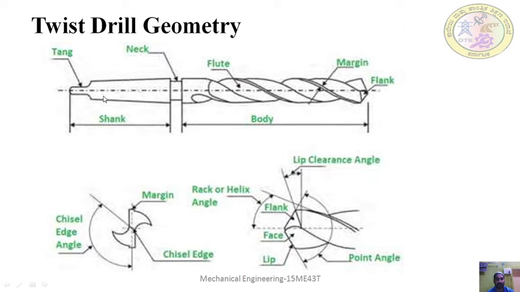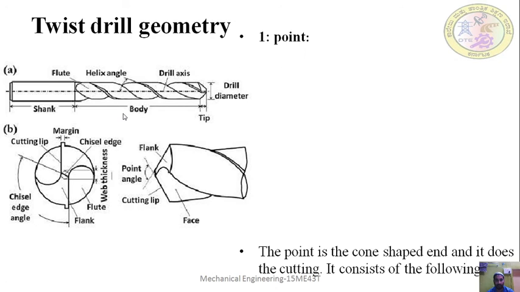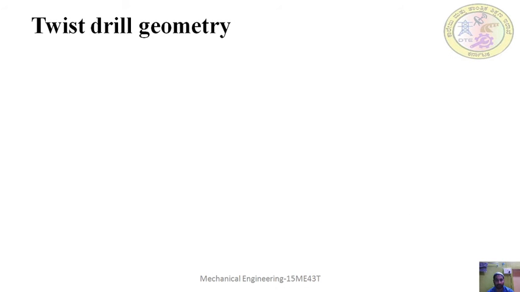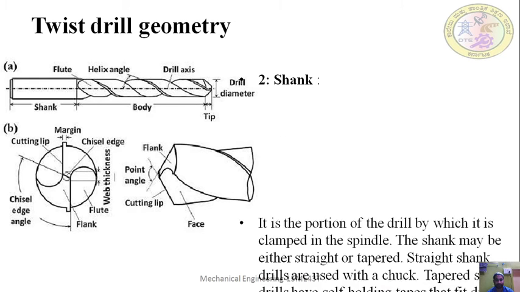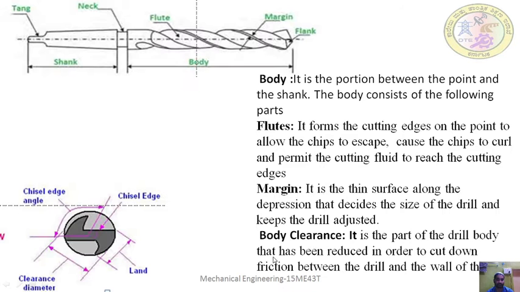If you are using a tapered shank, there is an extra portion that is known as a tang. You can see the tang here. It will come into the picture only when you are using a tapered shank. This fits into the slots in the spindle sleeve. So this tang portion fits into the slots provided in the spindle sleeve.